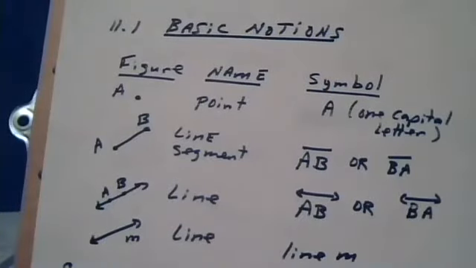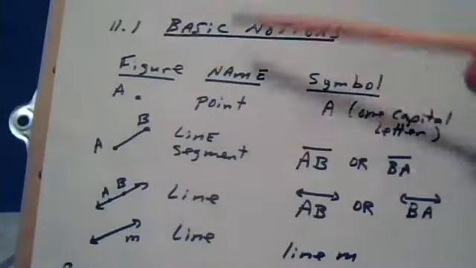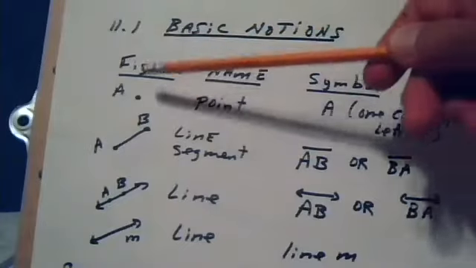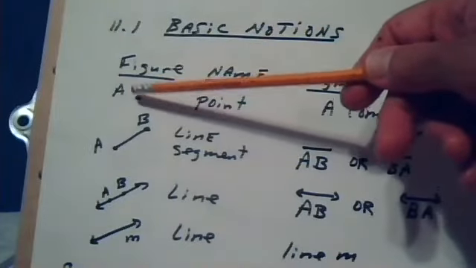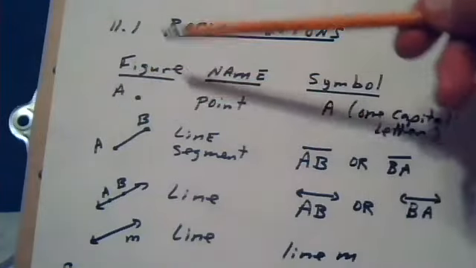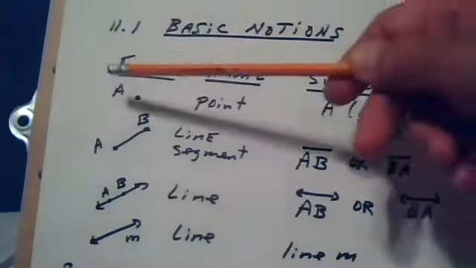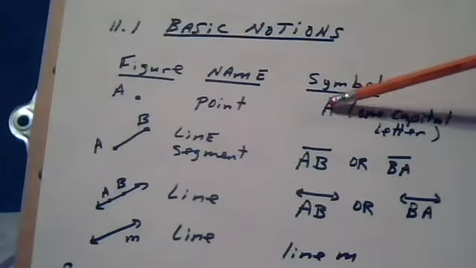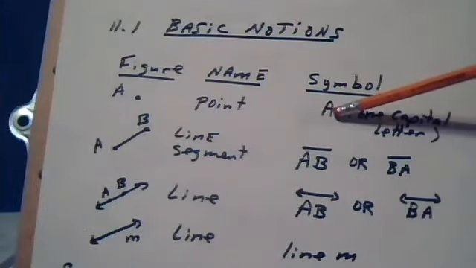Basic notions. This is geometry. Here's the figure, the name, and the symbol. So this is a point. The idea of a point is location, and you name it with one capital letter. This would be a point. It's point A. It's one capital letter to name a point.